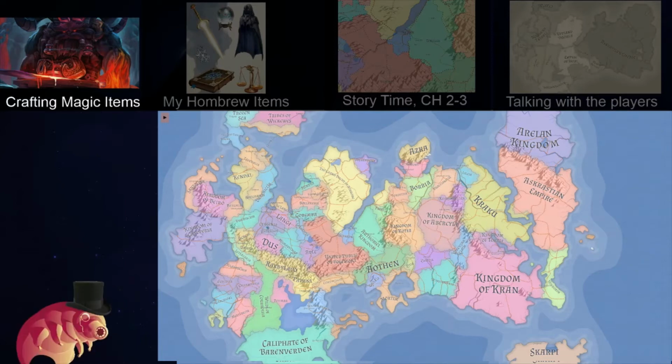But whenever you're DMing, there are several reasons why you might feel the need or the desire to actually homebrew your own magic items. Now, one of the most obvious of these is, of course, making the MacGuffin, that special magic thing that your party needs to complete the quest. However, there are also some more interesting reasons.